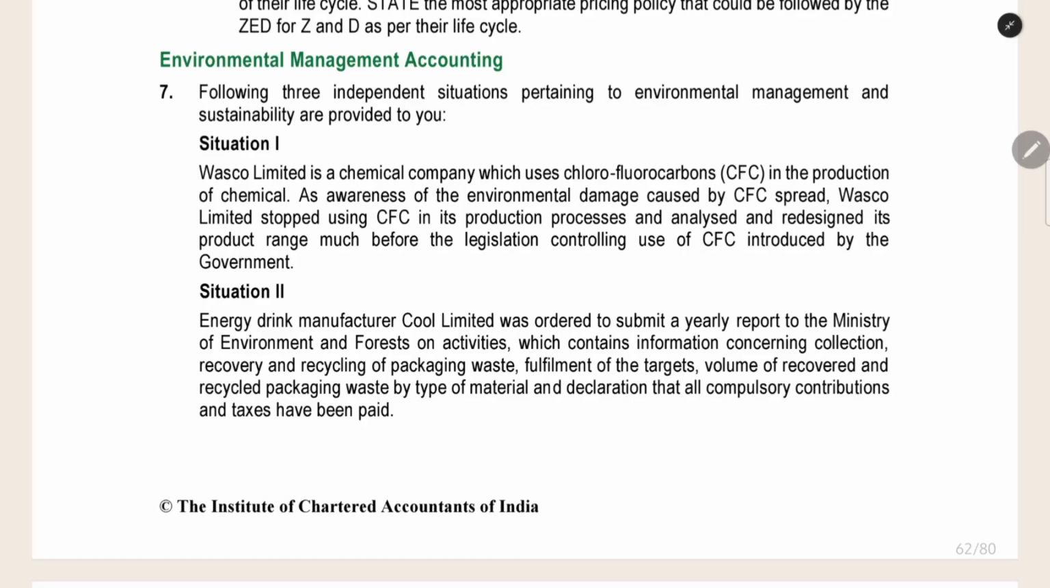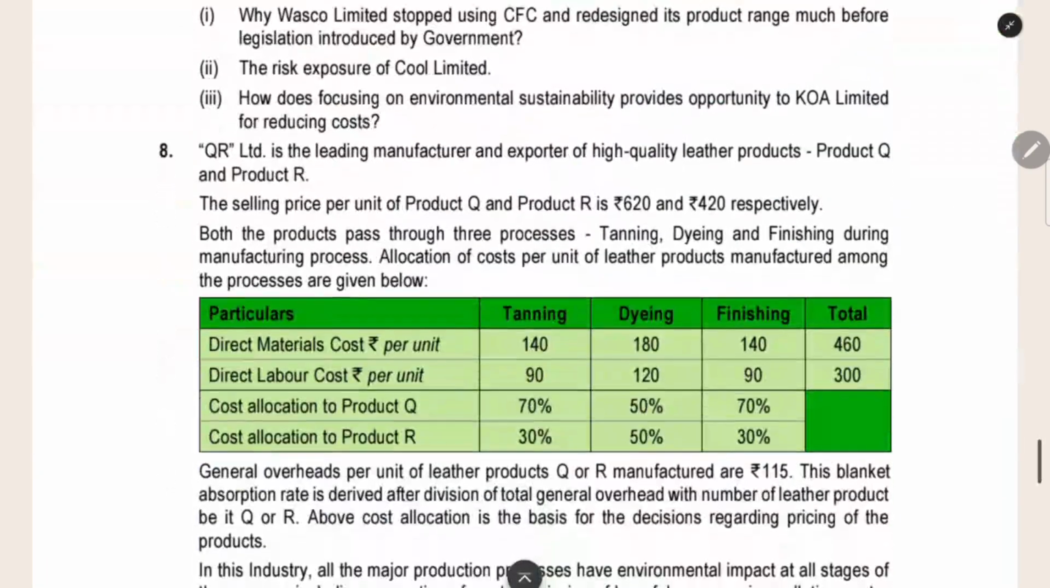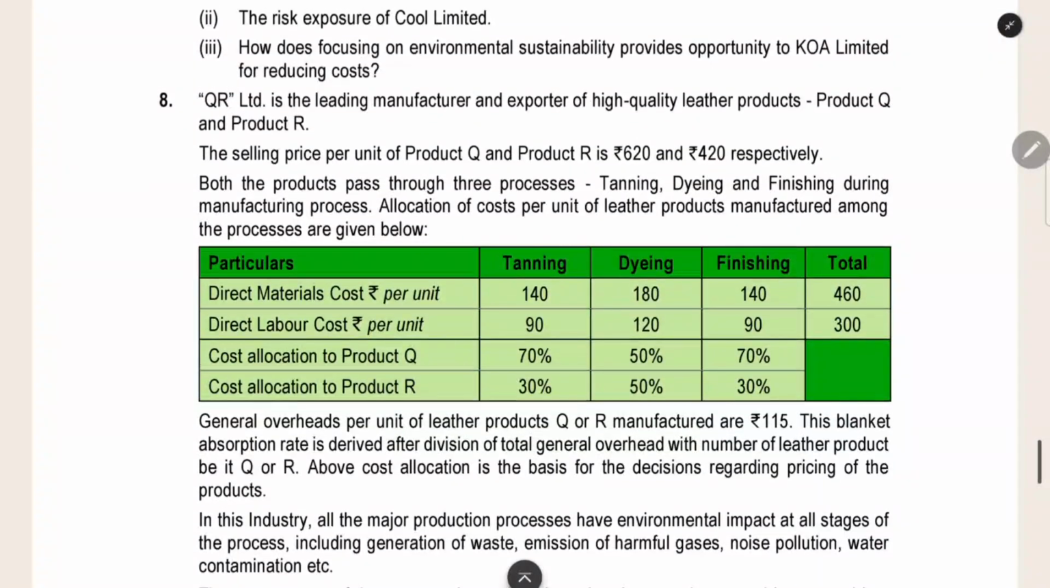You will be able to easily understand yourself once you read the concept and then come to this. Now, we can read the 8th question. The company is a leading manufacturer and exporter of leather products, product Q and product R. The company has two products.